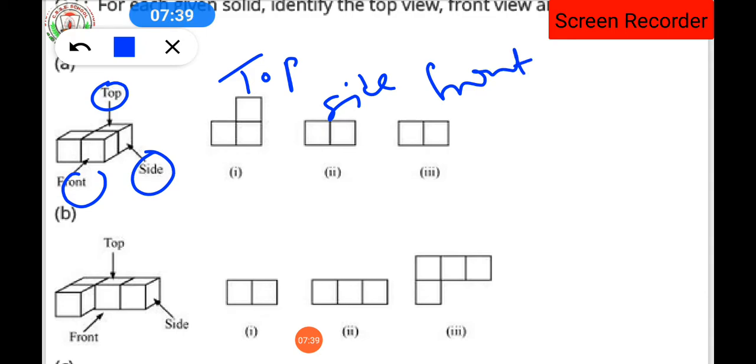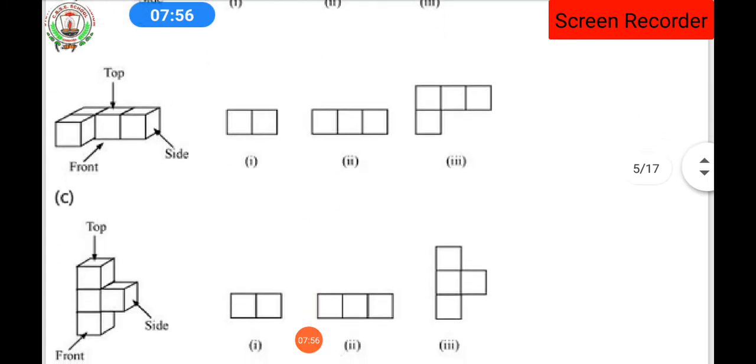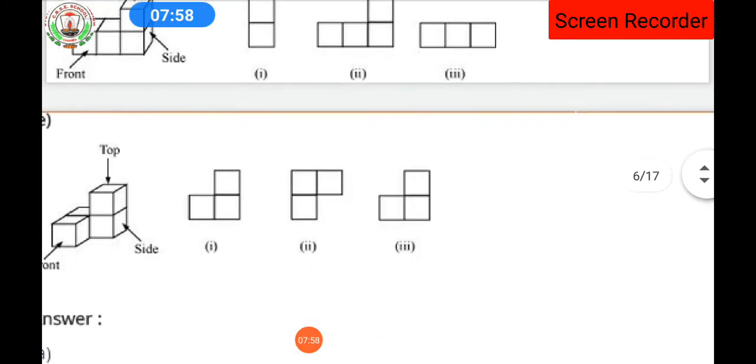In the same way, next one we are having, as you can see, 4 boxes on the top, so this will be the top. Okay, then side view will be which? This is the front view, side view. Okay, like this you have to match. So look at the answer directly. We will move toward the answer.